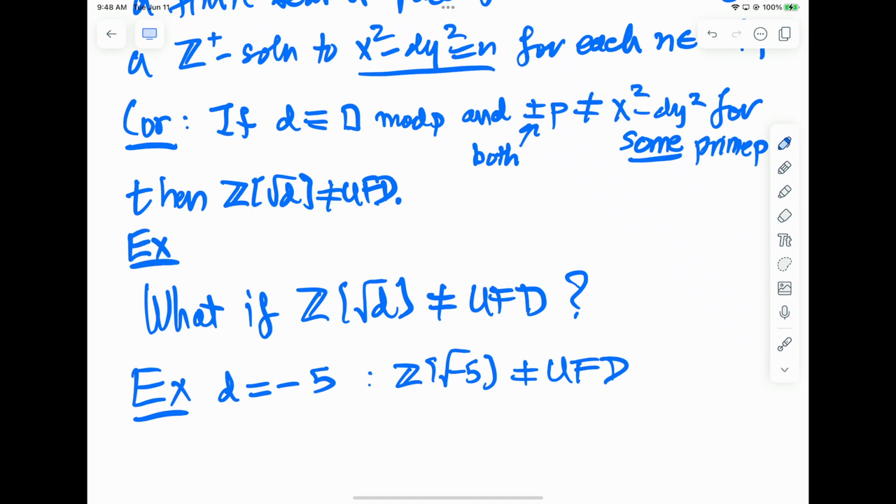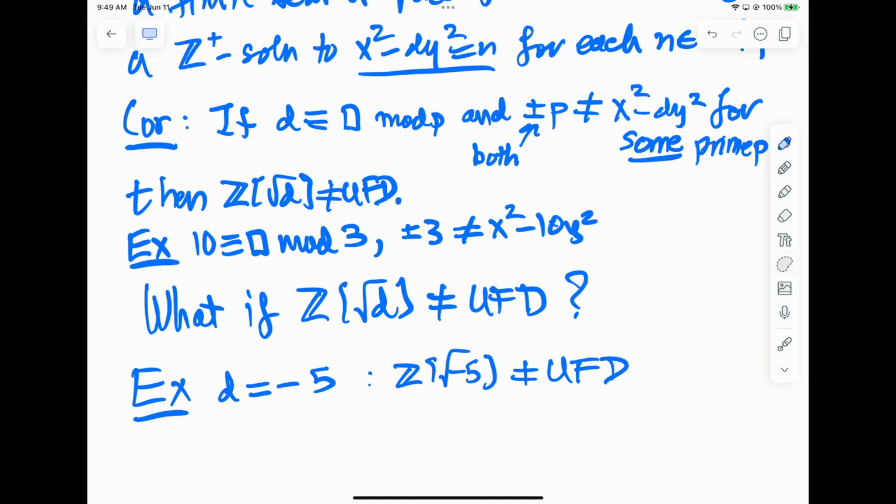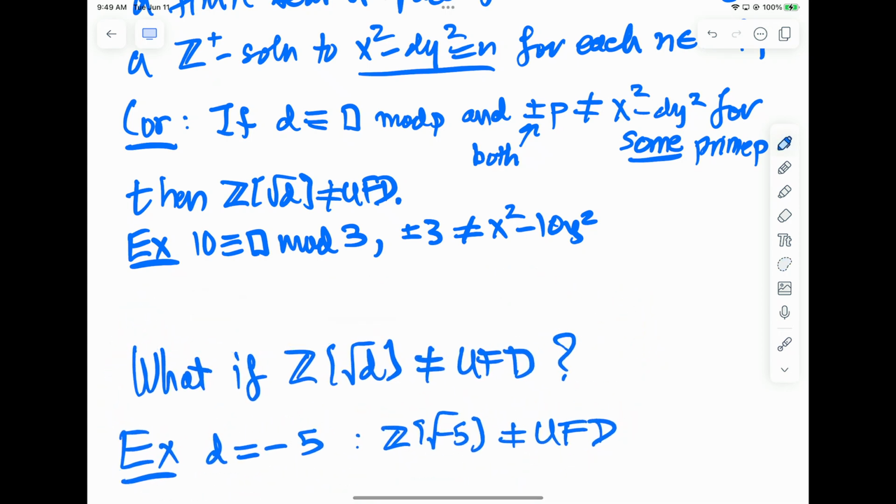For example, we've already seen an instance of this. 10 is a square mod 3. 10 is 1 mod 3. But neither 3 nor -3 looks like x squared minus 10y squared. Why is that? How do we know 3 is not x squared minus 10y squared? Anybody see why 3 and -3 cannot be written as x squared minus 10y squared? Yeah, reduce mod 5. Neither one. And so this fact proves that Z[√10] does not have unique factorization.